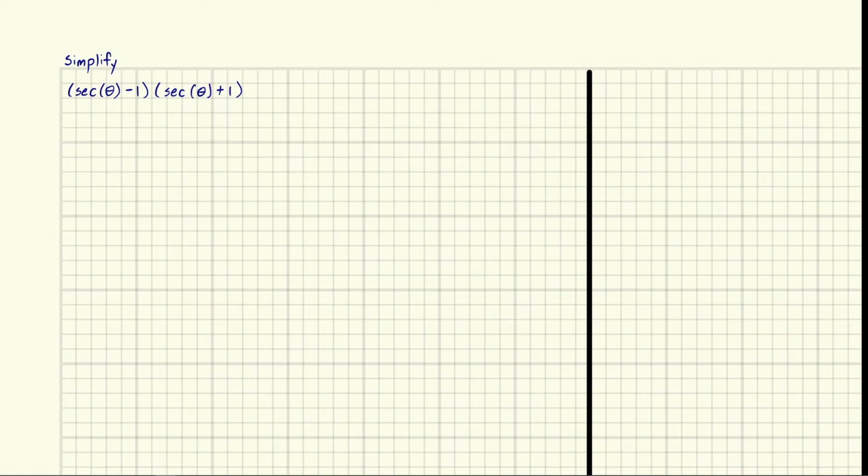Eric Burgess here, and we have been told to simplify the quantity secant theta minus 1, times the quantity secant theta plus 1. So looking at this, it looks oddly specific. If we do the special factoring of a squared minus b squared, we'll get the same thing as a minus b times a plus b.